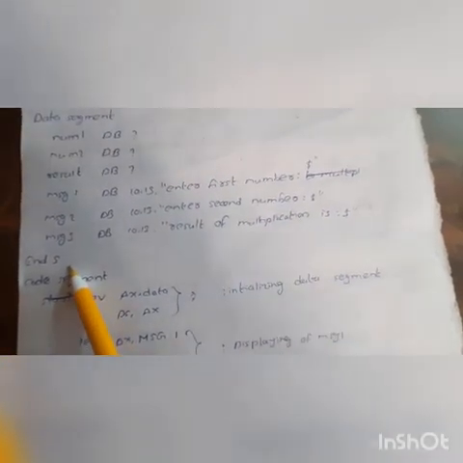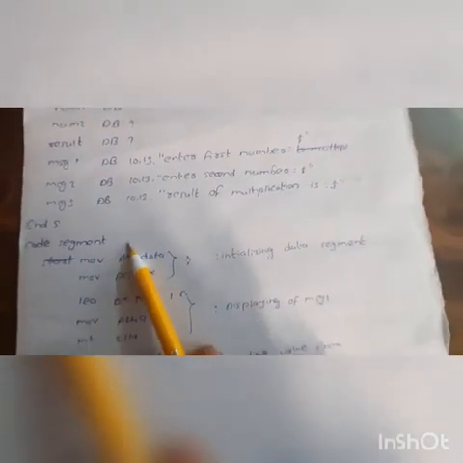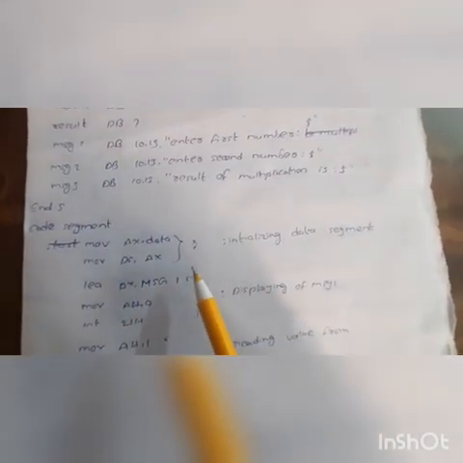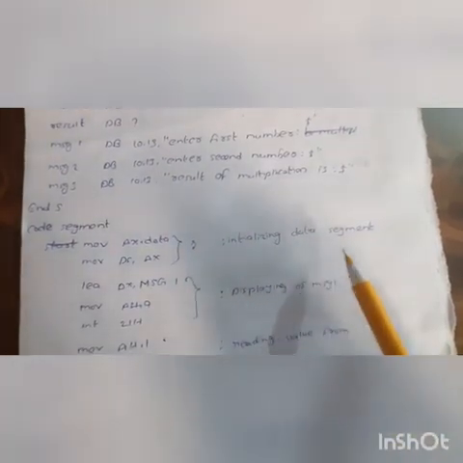We have taken three messages: enter first number, enter second number, and result of the multiplication. With the ends statement, we end the data segment, and with the code segment statement, we enter into the code segment. Mov ax, data and mov ds, ax are two statements which are used to initialize the data segment.